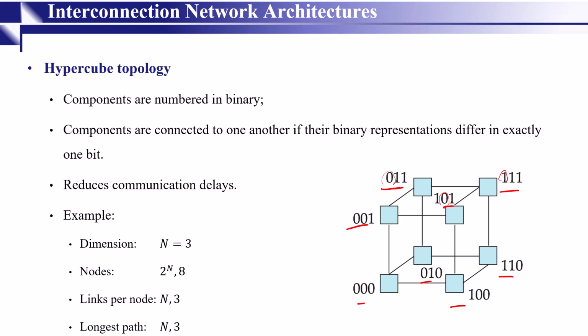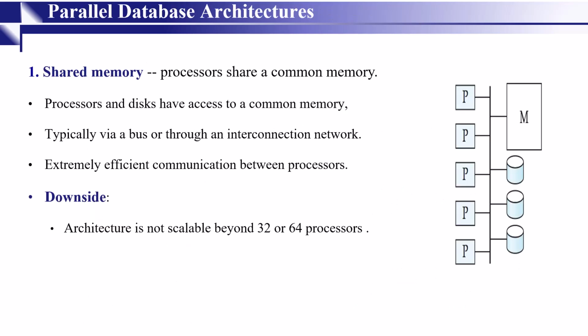Like a 3D cube for 3 dimensions with 8 nodes and 3 links. So we have dimension n, 8 nodes, and then links per node 3, longest path is 3. A path is a set of links. This minimizes the longest path between nodes, cutting communication delays. In a database cluster, hypercubes speed up data sharing, making them ideal for high-performance parallel systems.